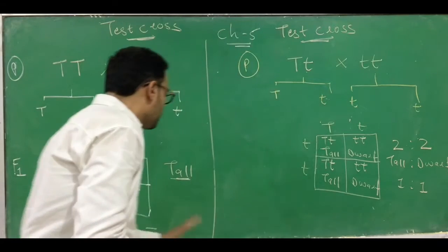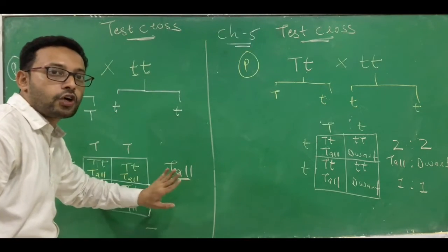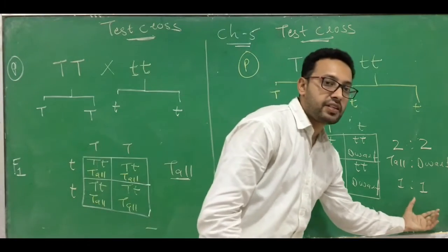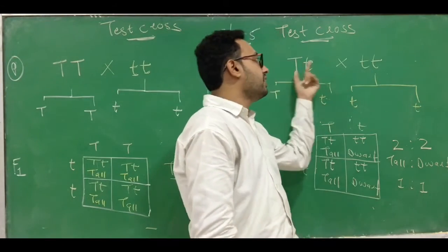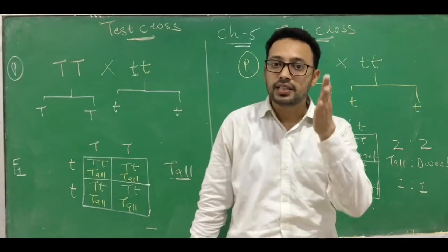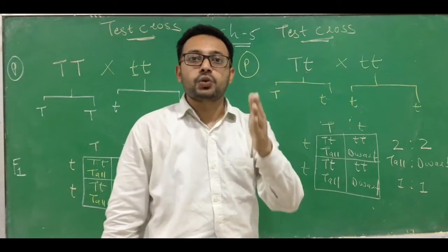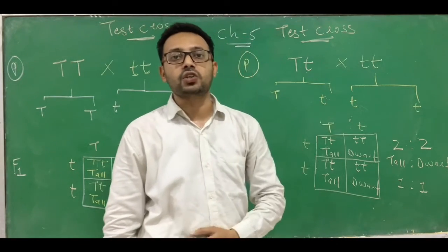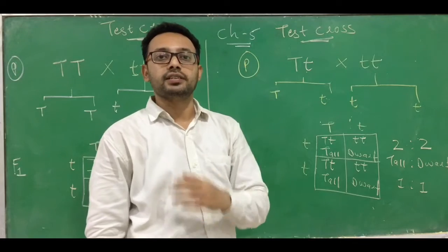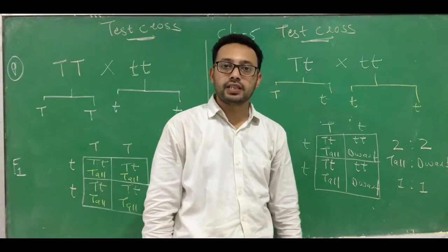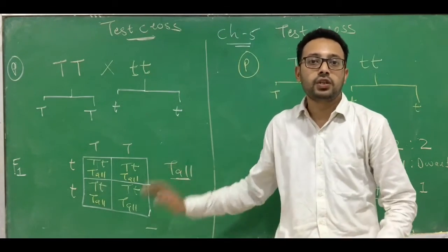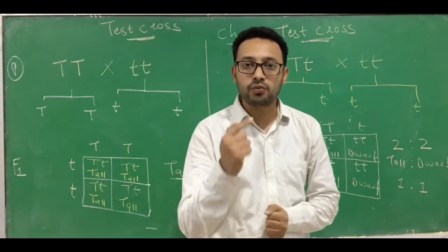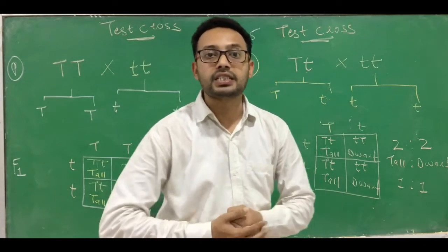If all plants are tall, or all plants are the same, then it is homozygous. If you get a 50-50% ratio or 1:1 ratio, then it is heterozygous. So this is a way by which you can determine whether it is a homozygous tall or heterozygous tall, and this method is called the test cross method. This is a very important question. Based on that, an MCQ can be asked in an examination, or a 1 mark question can also be asked: what is a test cross?